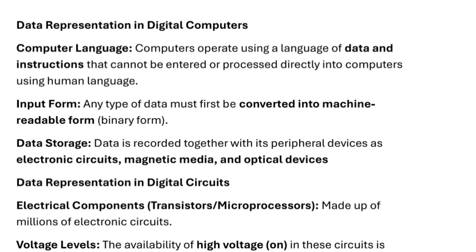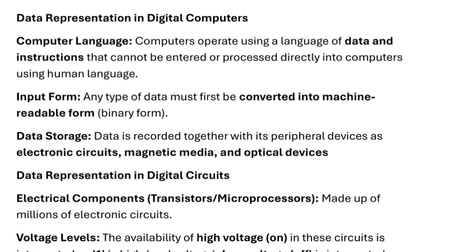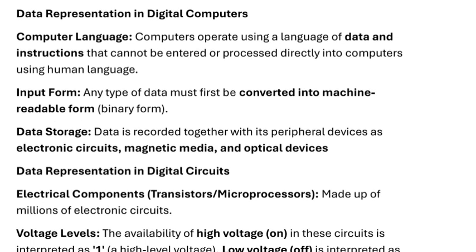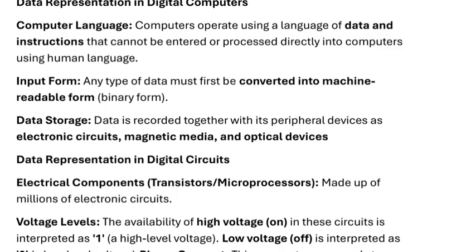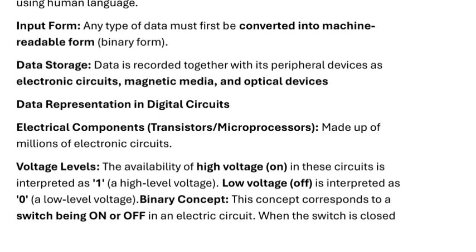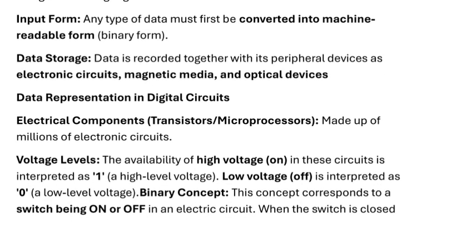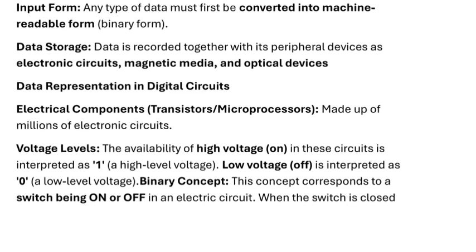Data representation in digital computers. Computer language: computers operate using a language of data and instructions that cannot be entered or processed directly into computers using human language. Input form: any type of data must first be converted into machine-readable form, binary form. Data storage: data is recorded together with its peripheral devices as electronic circuits, magnetic media, and optical devices.